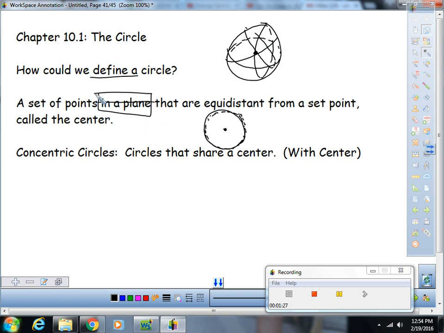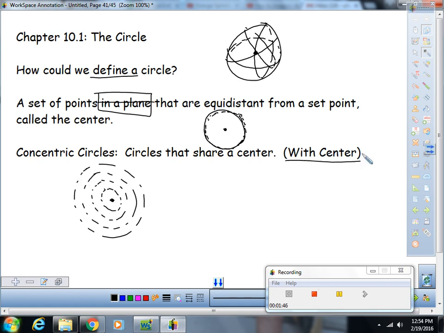Alright, concentric circles are circles that share the same center. So think about those like a bullseye. And maybe you can use your foreign language ability to see that concentric means with center. So all of these circles have the same center.